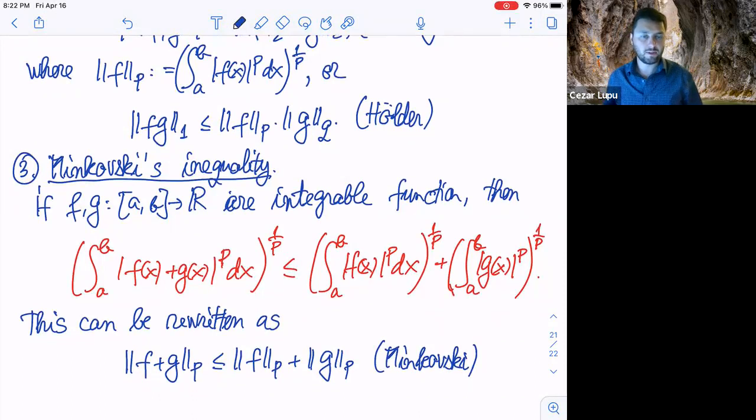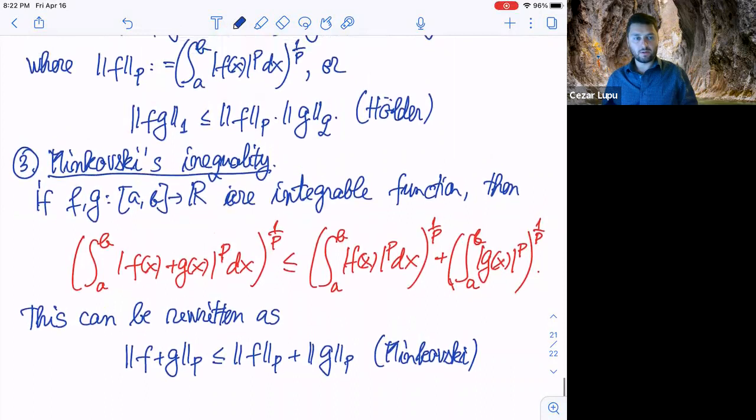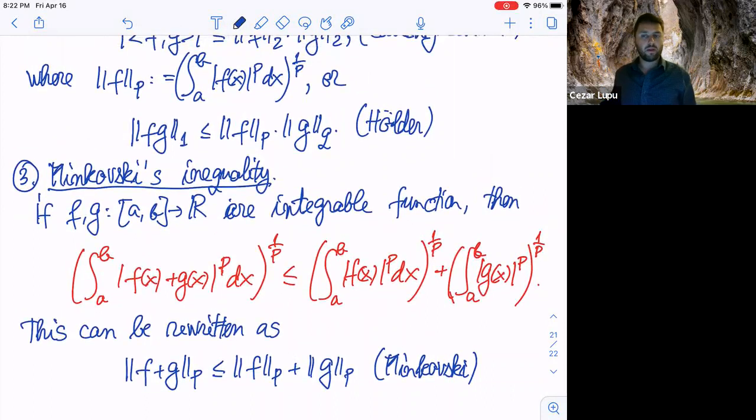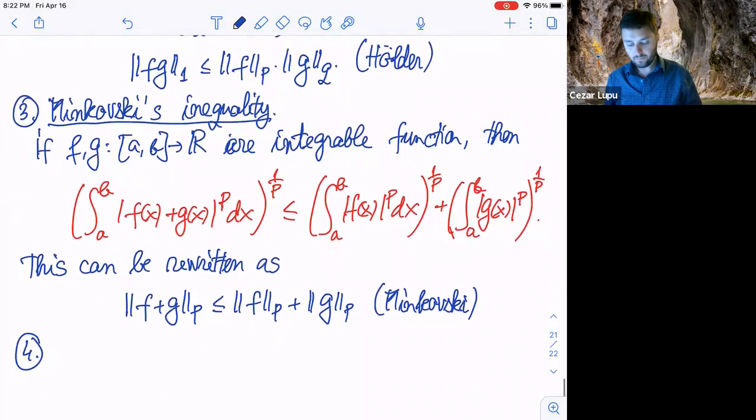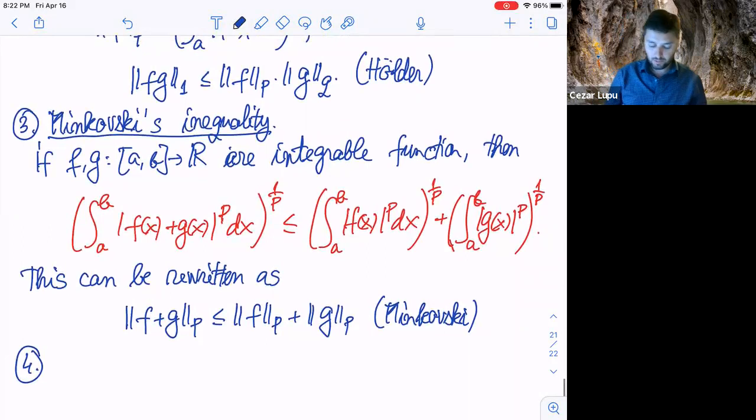And of course you can replace p by 2, and the case p equals 2 can be proved using Cauchy-Schwarz inequality. So these inequalities 1, 2, and 3 can be put in the same category. They don't require too much other than just the integrability of the functions. But now I would like to veer a little bit towards something else. We would like to see what happens when we deal with monotone functions. And there is this very famous inequality due to Chebyshev. Chebyshev's inequality.